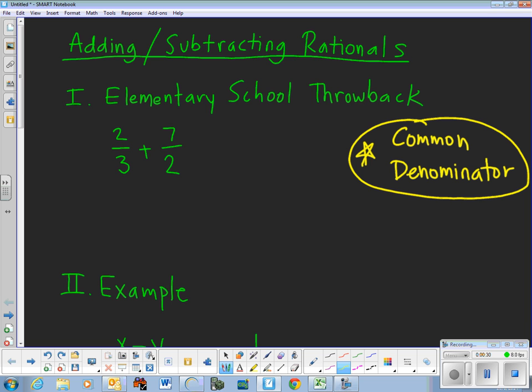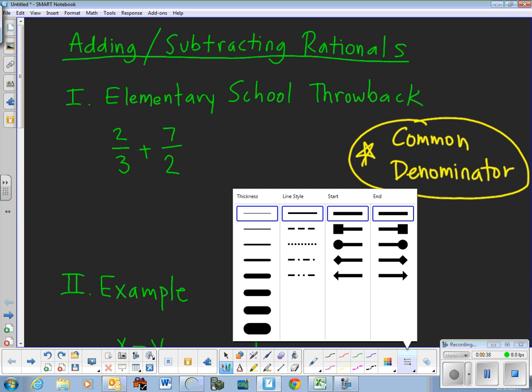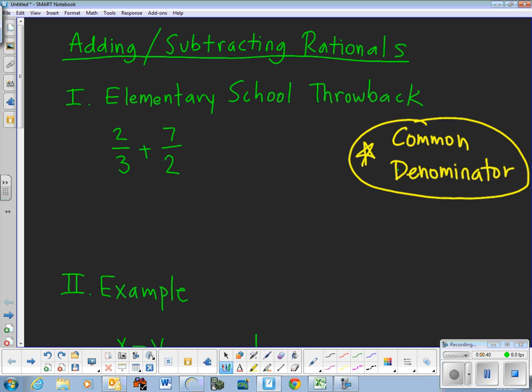All right, when you multiply and divide fractions or rational expressions, all you have to do is multiply the top and multiply the bottom. But when you add and subtract them, you cannot add and subtract unless you have a common denominator. Otherwise, it's like apples to oranges. So sometime back in elementary, you learned how to add things like 2/3 plus 7/2. So let's go back there.